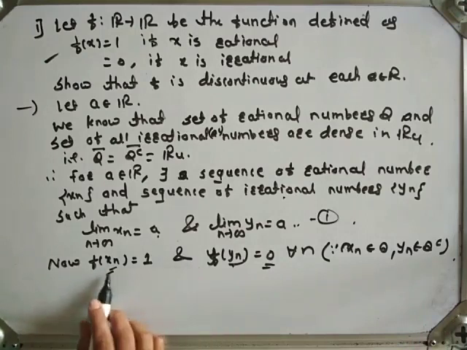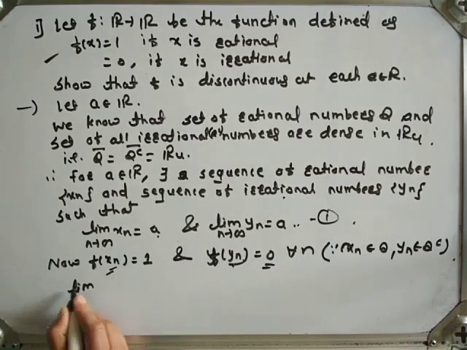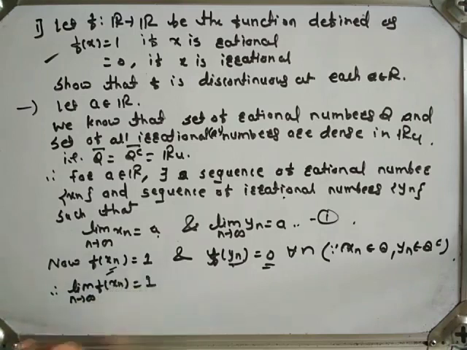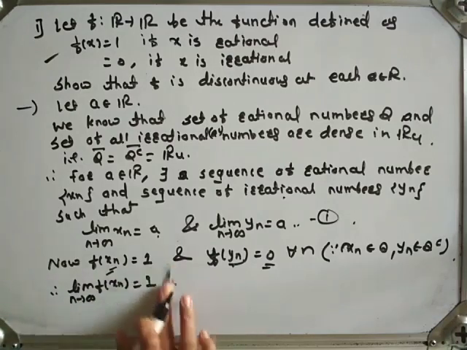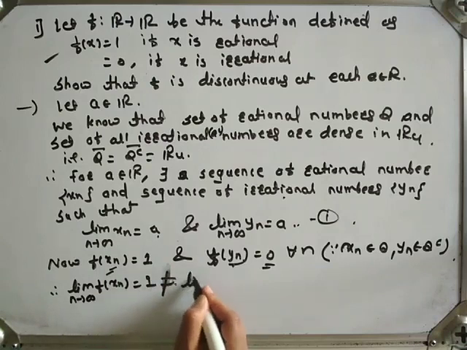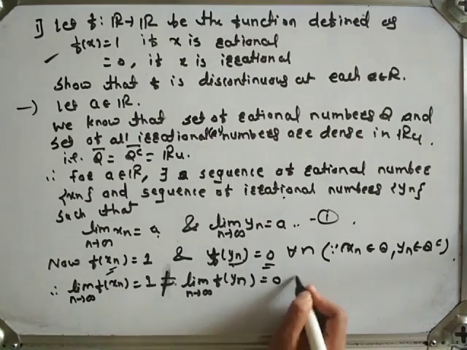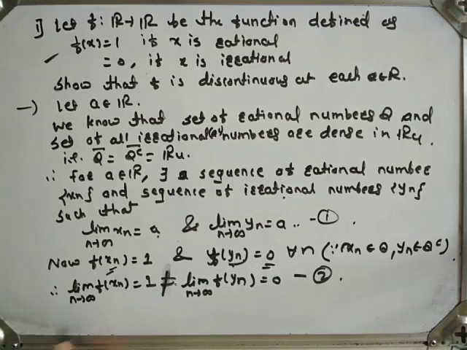See here. Therefore, apply the limit on both sides. We will get limit n tends to infinity f of xn is equal to 1, because limit n tends to infinity of 1 is 1, as the limit of a constant is the constant. This is not equal to limit n tends to infinity f of yn, which is equal to 0. Call this equation number 2.